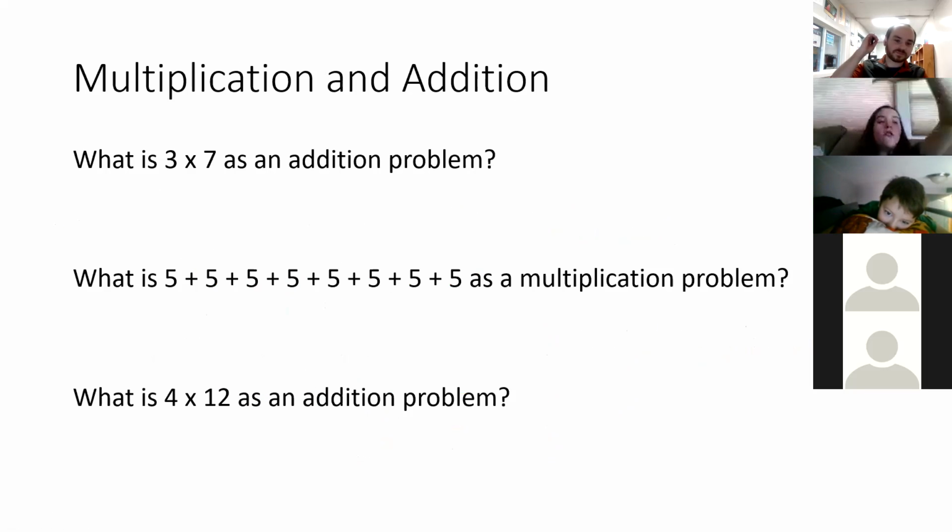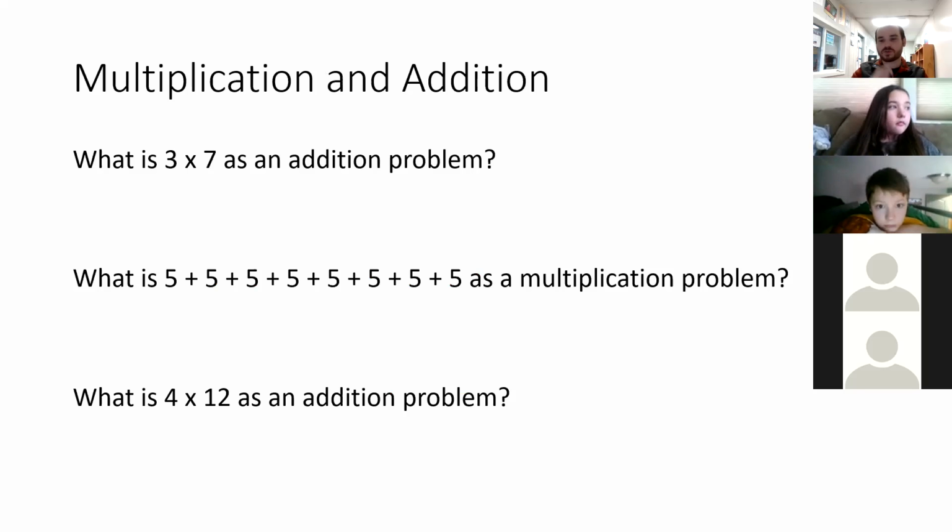Now you can go. So this one, I just want to go back to that multiplication and addition. We're actually going to use this a little bit tomorrow. So this is what I wanted to end on. How would I write 3 times 7 as an addition problem? Can anybody tell me? Okay, what is it, Kaylee? It's 7 plus 7 plus 7. Yep. Boom. 7 plus 7 plus 7.